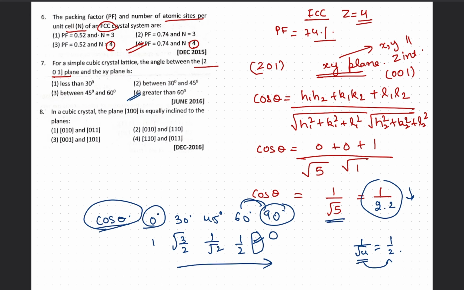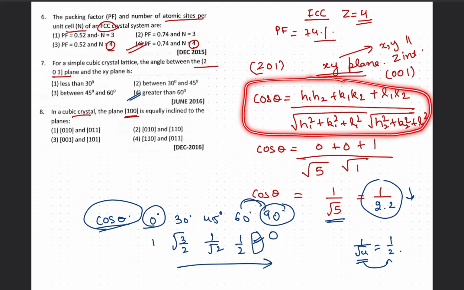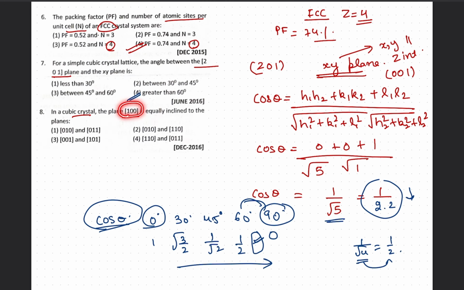Now 8th question: in a cubic crystal the plane 1 0 0 is equally inclined to. In this also you have to utilize this formula. You have to find the angle between this and this, then find the angle between this and this, and see whether the angle is similar or not, okay? Now let's solve this one.